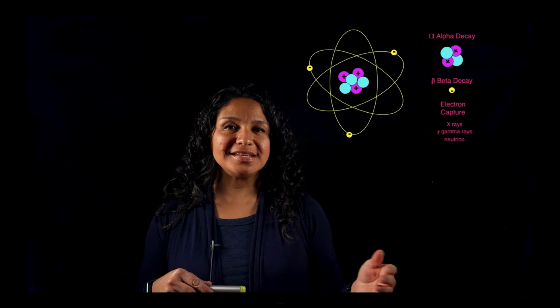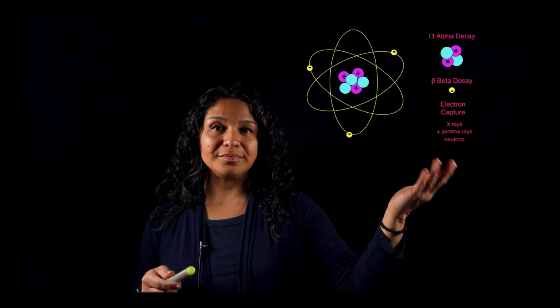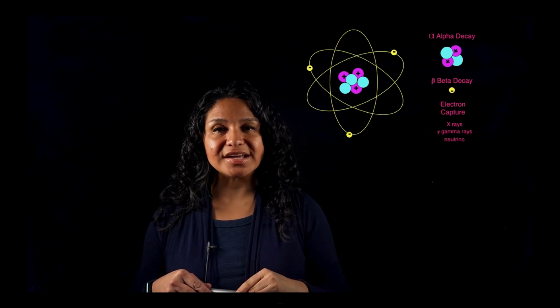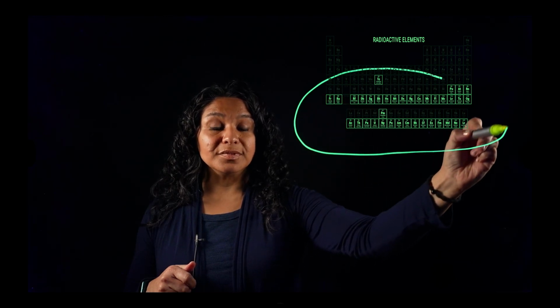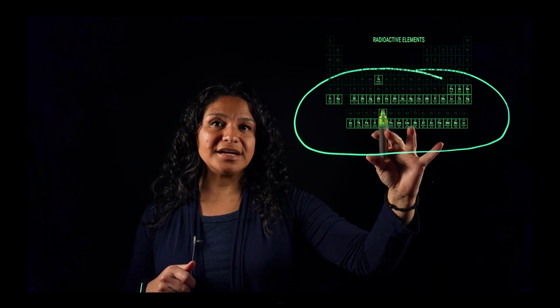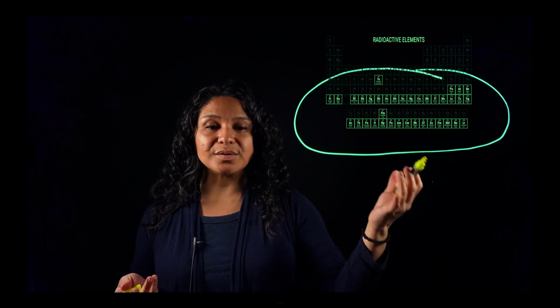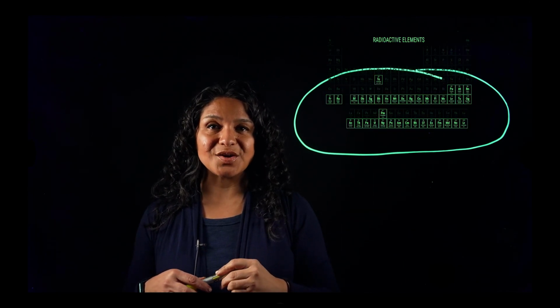So those are the 3 kinds of radioactive decay. Alpha decay, emitting a helium particle, beta decay, where an electron is emitted, and then electron capture, which gives off X-rays, gamma rays, or neutrinos. Here we see the periodic table, and as you can see, the radioactive elements are typically the ones that are lower on the periodic table, that are heavier. And these are the ones that have no known stable nuclei. So these are all radioactive elements. There are other ones that are radioactive as well that have radioactive isotopes.